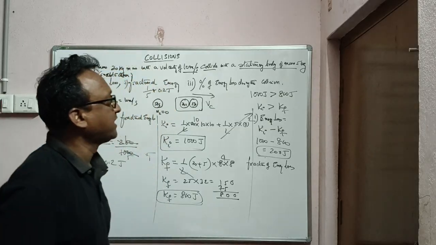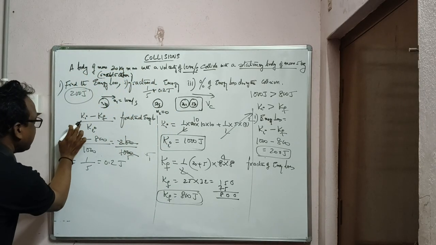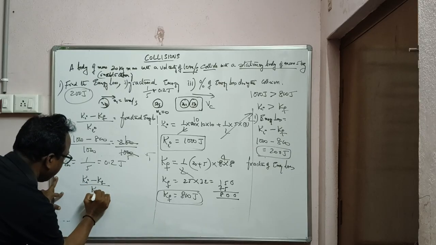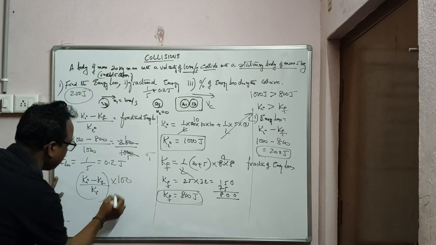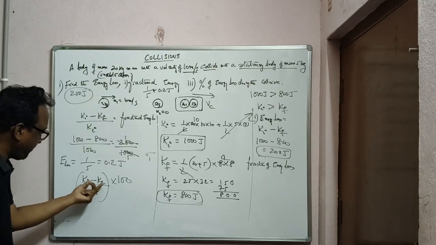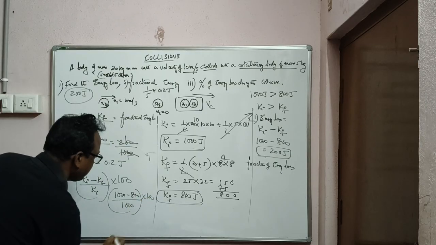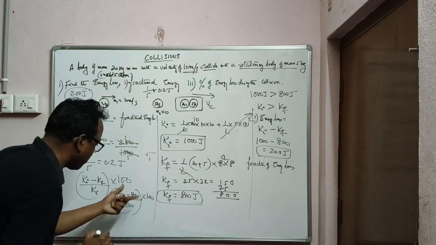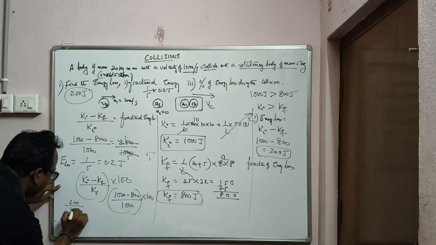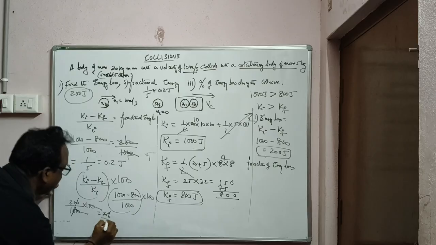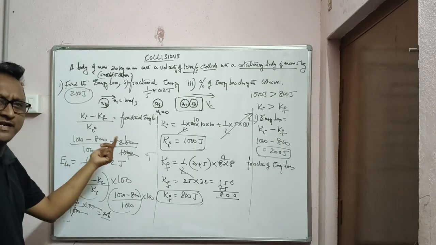Last question, percentage of energy lost. What is percentage? KE initial minus KE final by KE initial into 100. I am writing again: KE initial minus KE final by KE initial into 100. So 1000 minus 800, 200, by 1000 into 100, that is 20%. Already here we got 1/5, and 1/5 into 100 gives 20%.